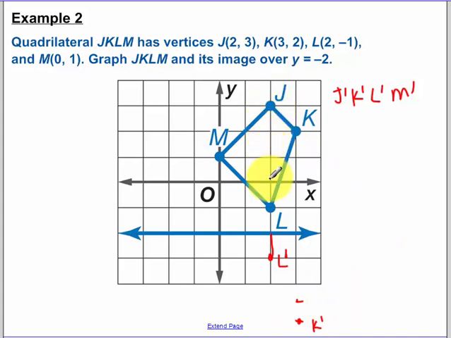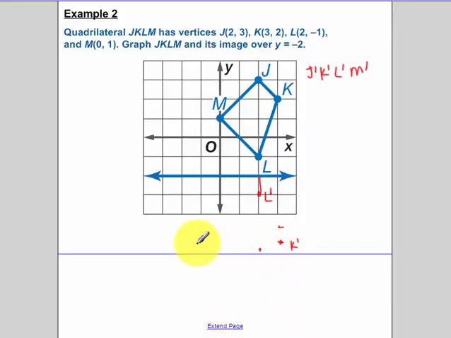J is 1, 2, 3, 4, 5 away. I'm going to extend my page a little bit. Gives me that annoying blue line, but what are you going to do? J prime. M is 1, 2, 3 units away. M prime. So this is what our graph looks like reflected across this line. If I were to fold along this line, this image would land right on top of the pre-image.